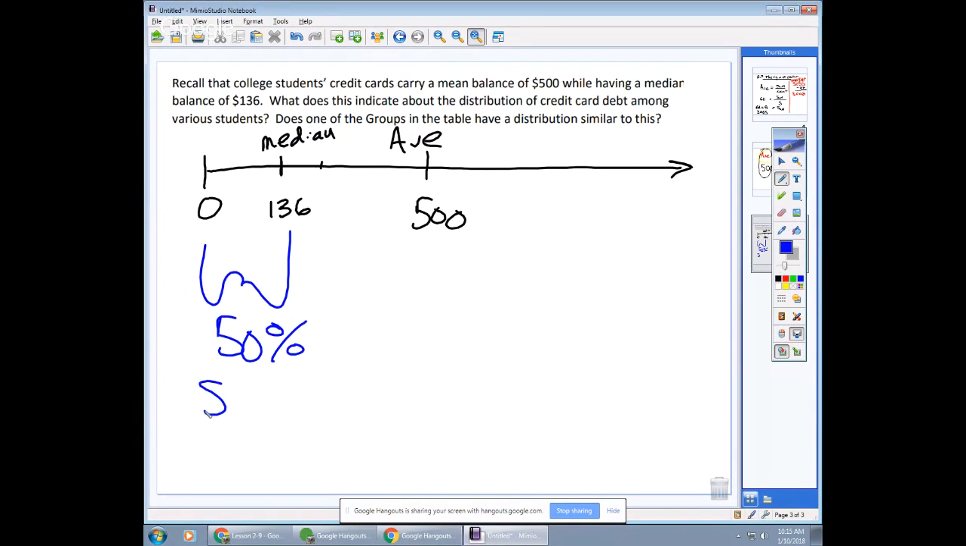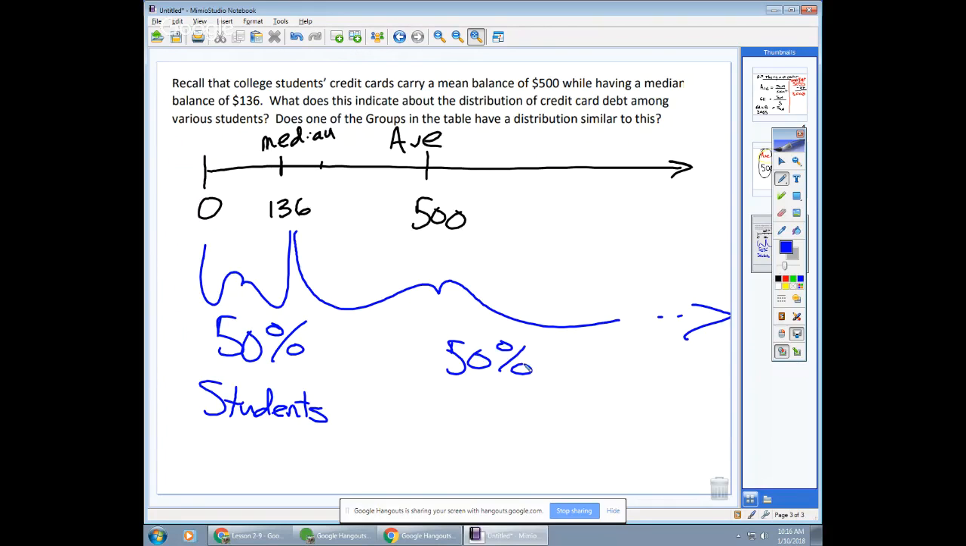So 50% of students have a debt in that range. Where are the other 50%? They're above 136 and above. How far above? Do we know the max here? No. I mean, somebody could have a $10,000 debt. We don't know. So this is the other 50% over here.